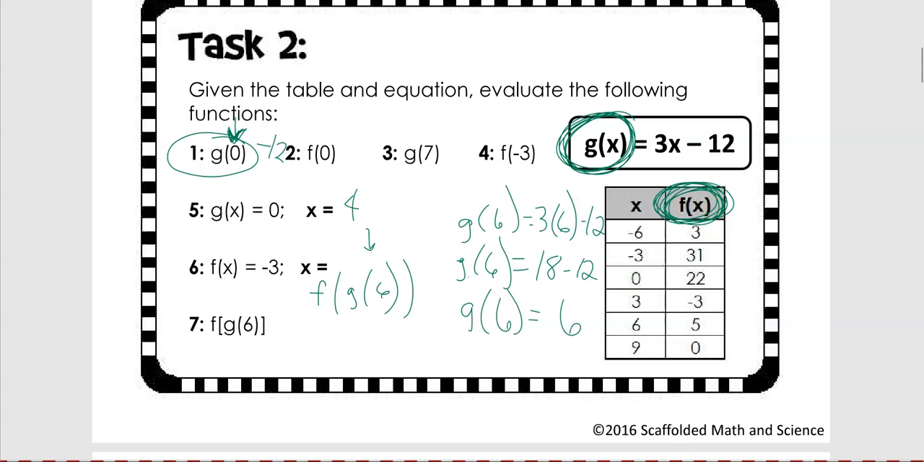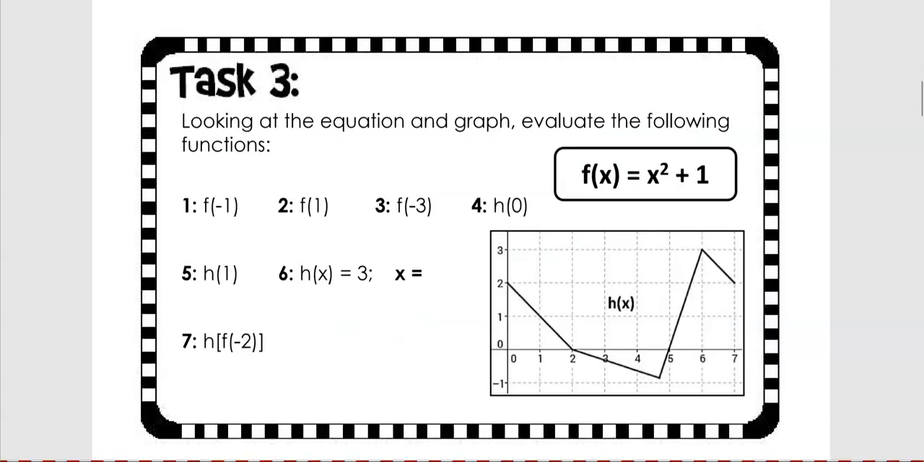So then we're going to plug 6 in here for g of 6. And so we get f of 6 equals, well, what does f of 6 equal? Go to your table, go down, find 6. f of 6 equals 5. Simple enough. All right, task number 3. We're going to go ahead and go over a couple of these problems.